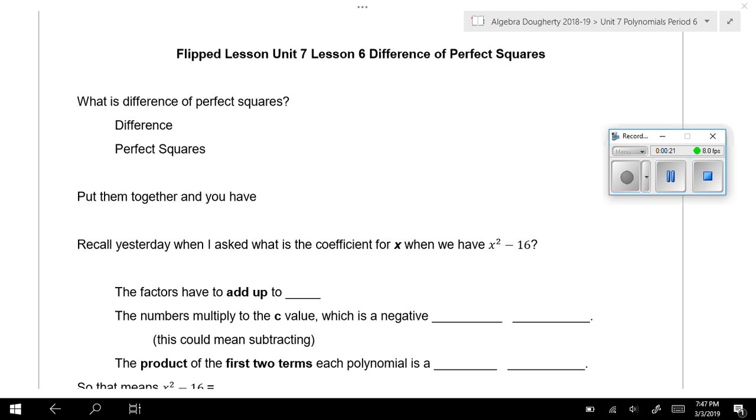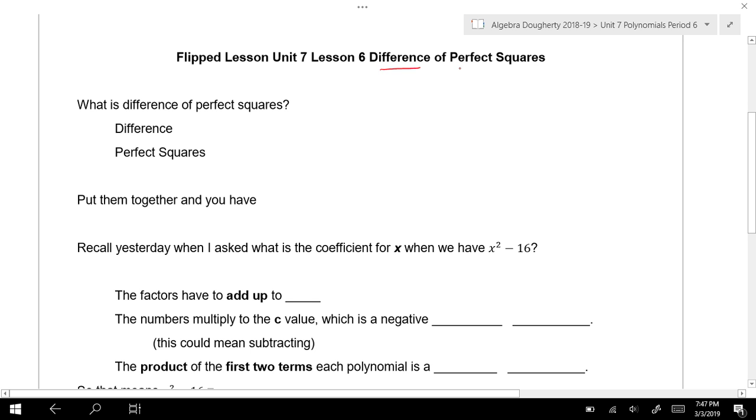And this is probably my favorite type of factoring because it seems to be the easiest for me, and for some students. It's called factoring the difference of perfect squares. Now if we understand what these words mean, doing this will be very easy. What is a difference of perfect squares? What does the word difference mean? Well, I hope you're thinking to subtract.